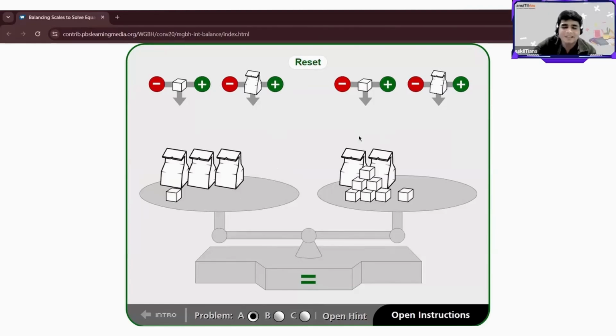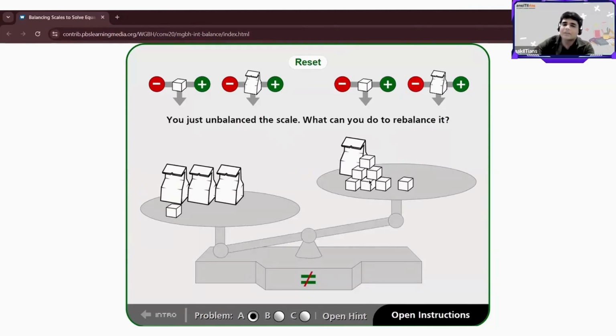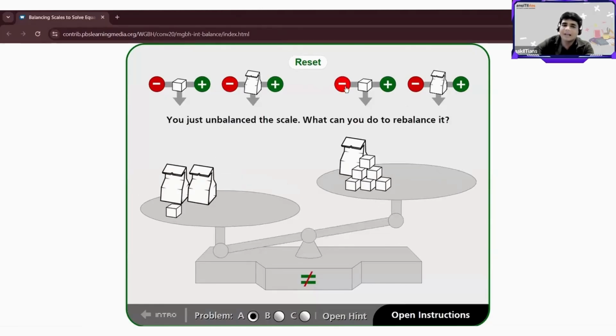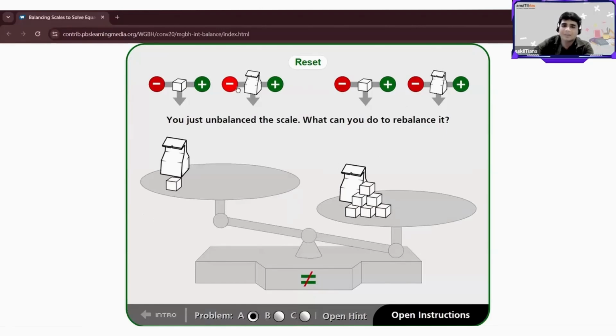Wait, let's reset it. So what do we need to do, everybody? We need to make the number of bags equal. On one side, we are going to get the number of bags, and on the other side, we are going to keep the number of cubes. So I remove one bag, and over here, I'm going to remove one bag as well. One bag from over here and one bag from over here. Now you can subtract one bag from this side.